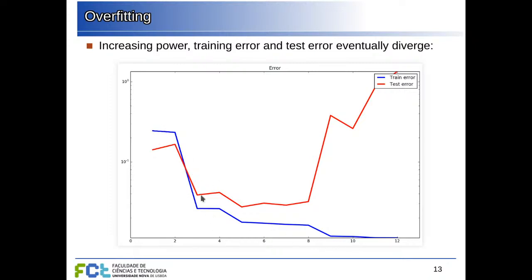This blue line here is the training error. You can see that as we increase the degree of the polynomial, we increase the power of the model to adjust to our data, and we start getting lower and lower training error, because now the curve can go closer and closer to the positions of the points in the training set.